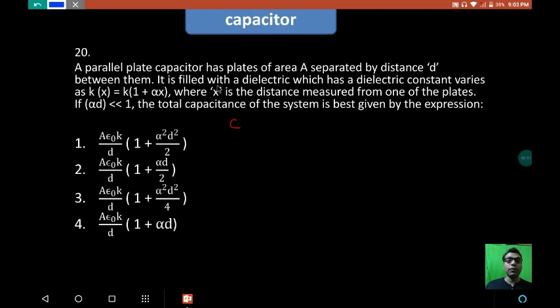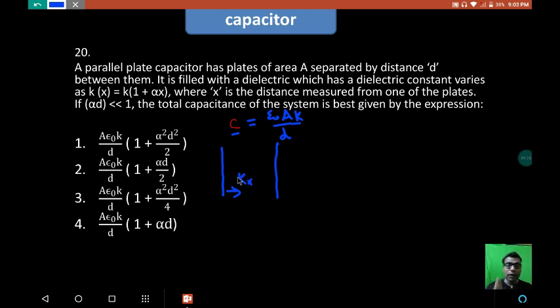Yes, the capacitance of any capacitor is C equals epsilon naught A by d when it is air, and with a dielectric it is multiplied by K. So we have to use this formula to find the capacitance. But here the capacitance has to be found for these two plates, and K is varying with the value Kx. It means all the capacitors are in series.